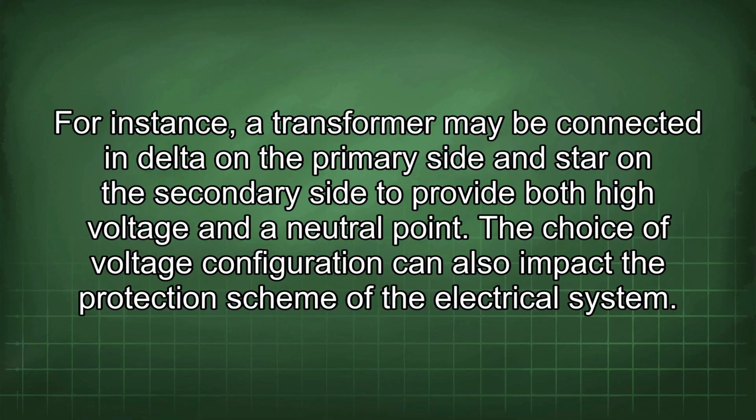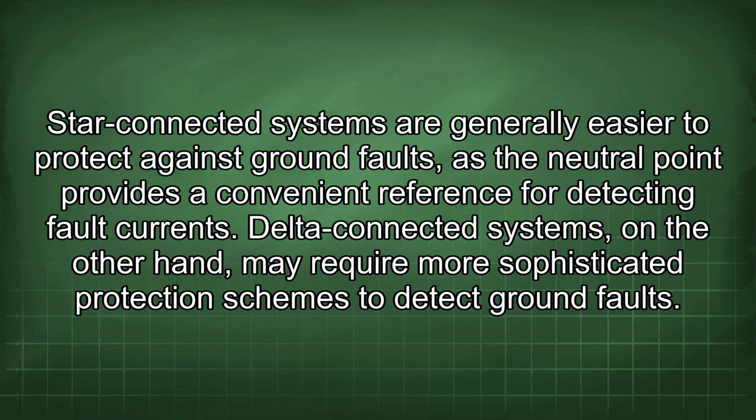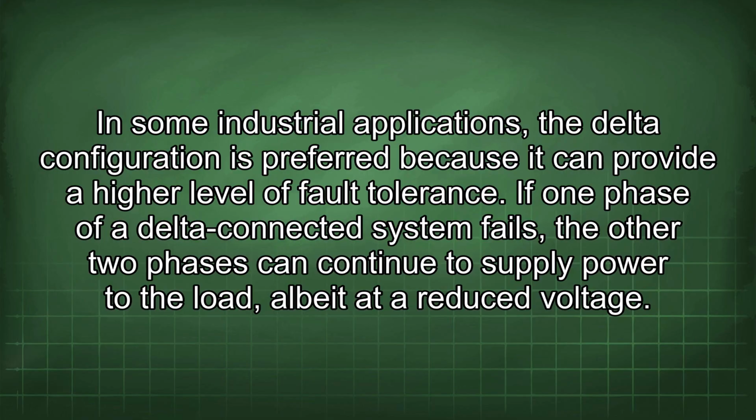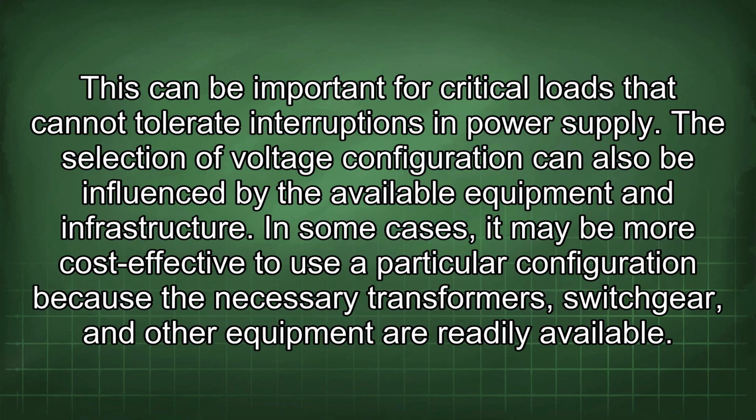The choice of voltage configuration can also impact the protection scheme of the electrical system. Star-connected systems are generally easier to protect against ground faults, as the neutral point provides a convenient reference for detecting fault currents. Delta-connected systems, on the other hand, may require more sophisticated protection schemes to detect ground faults. In some industrial applications, the delta configuration is preferred because it can provide a higher level of fault tolerance. If one phase of a delta-connected system fails, the other two phases can continue to supply power to the load, albeit at a reduced voltage. This can be important for critical loads that cannot tolerate interruptions in power supply.